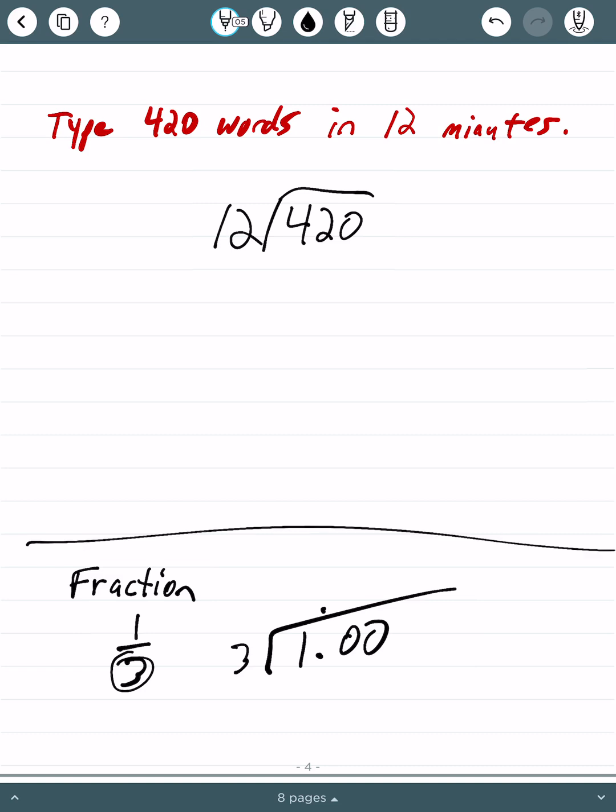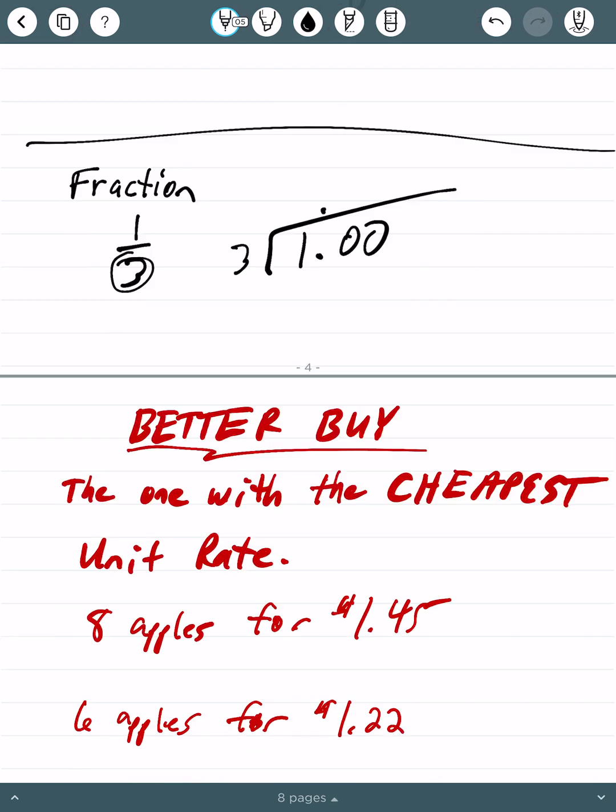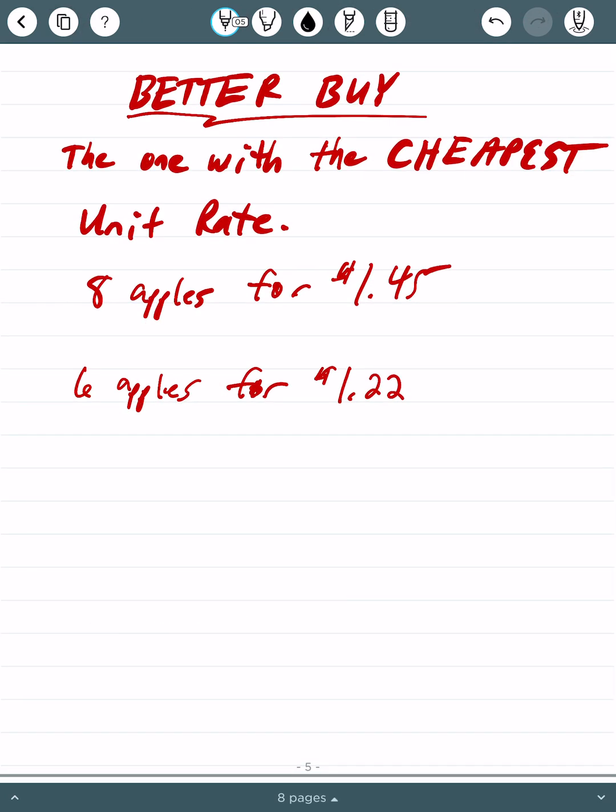All right, 12 goes into 42 3 times. 3 times 12 is 36. I subtract and I bring down one number. Oh, this worked out beautiful. 12 goes into 60 5 times. And you're done because there's nothing left. So they're typing 35 words per minute. That's the unit rate. You did 420 words in 12 minutes. Well, the unit rate is how many words do you do in 1 minute? 35.